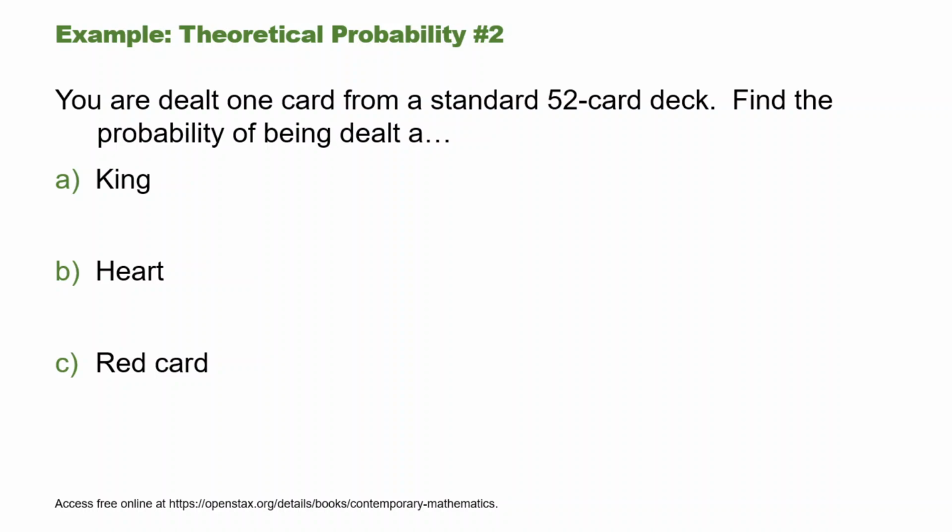Example, theoretical probability number 2. We're going to look at cards again. You're dealt one card from a standard 52 card deck. Find the probability of being dealt these various cards. Part A, King. Well, of those 52 cards, there are 4 kings. So the probability is 4 out of 52, which reduces by 4 to be 1 out of 13.